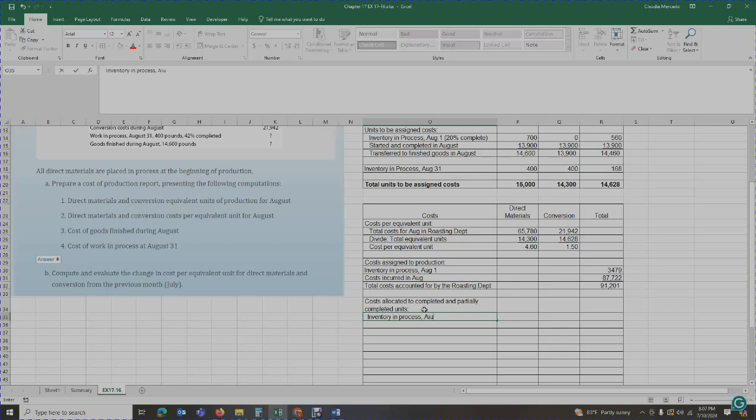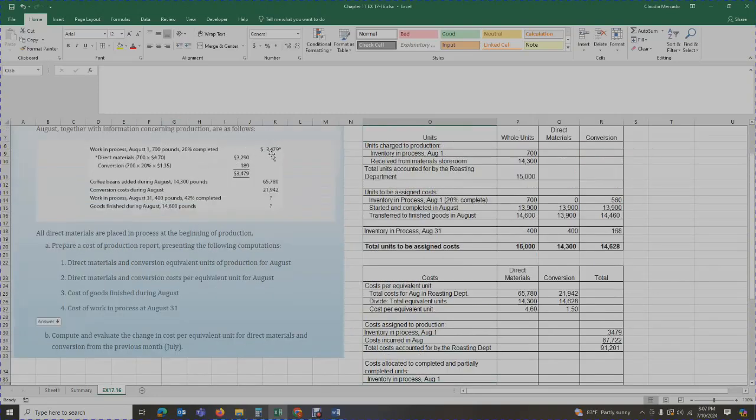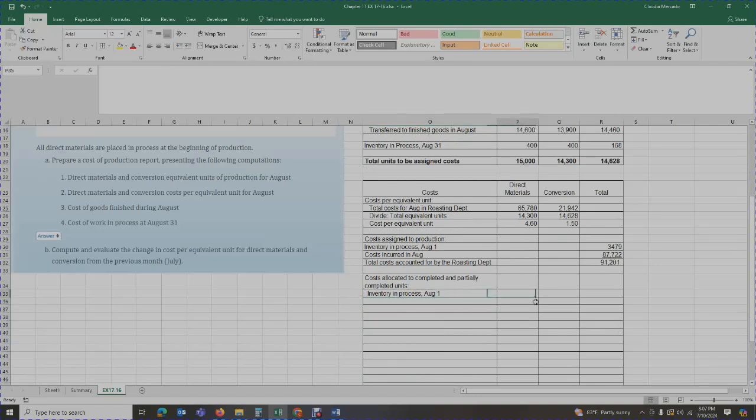August the 1st. So we already said that our costs allocated to the completed and partially completed units for our inventory in process as of August the 1st was given at $34.79. So we're going to bring that over as our starting point. And then to complete the inventory in process, August the 1st, okay?